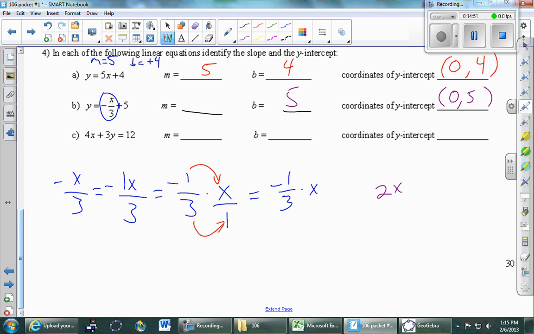Just making up a quick example here. -2x/7. Can you peel that x off?